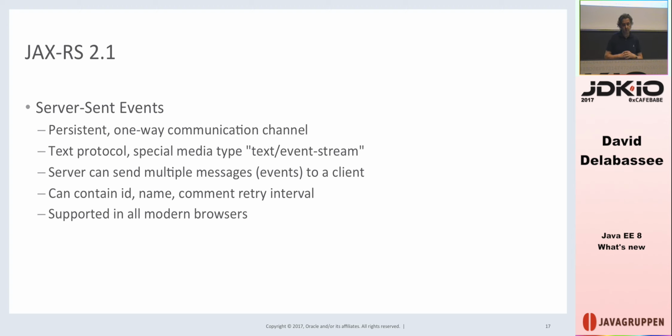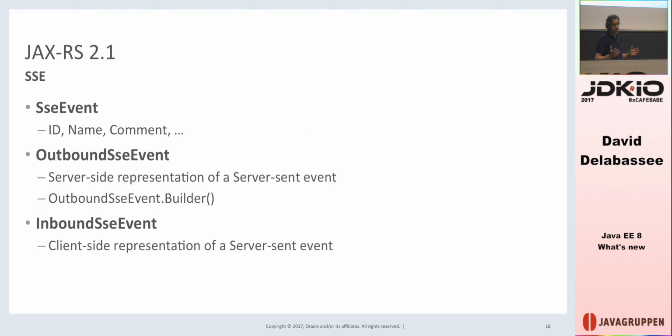That is something that is widely used, so that's something that we're adding in JAX-RS 2.1 on both sides, so that means on the server side but also on the client side. So in JAX-RS 2.1, we're adding a few interfaces to do that. We have this super interface SSE event, which is basically some SSE event. And it's extended by two interfaces, one on the client side and one on the server side. So we have outbound SSE event, which is the server-side view of an event. And we have the corresponding inbound SSE event, which is the client-side view of that event.